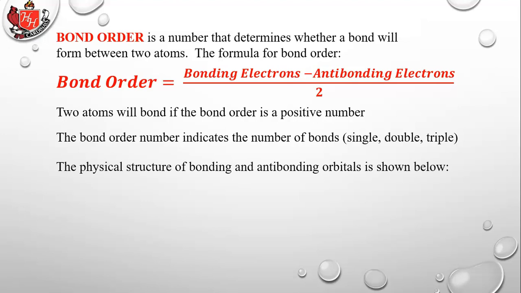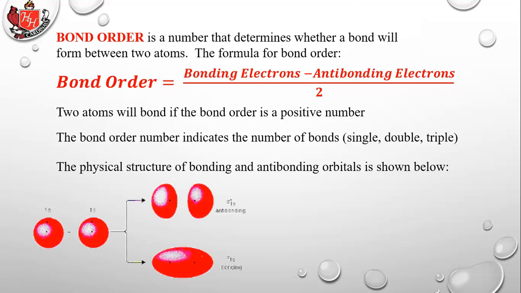The physical structure of bonding and antibonding orbitals is shown below. So this is something new. You haven't seen orbitals that look like this before. But there you see we're talking strictly about the 1s orbital, the first row, hydrogen, helium. So there you have two hydrogen atoms. Those are going to bond. We know hydrogen H2 bonds, and that's going to form the bonding orbital. That's the one you see down below.